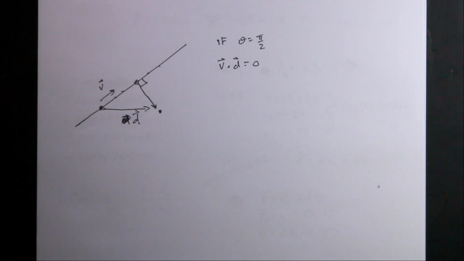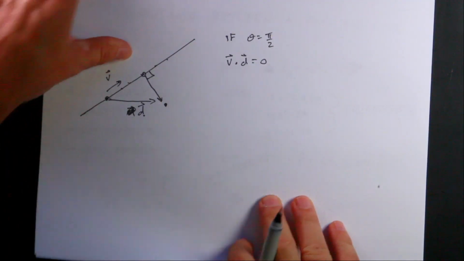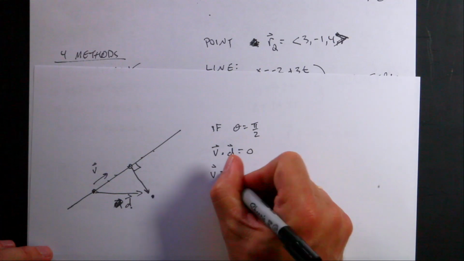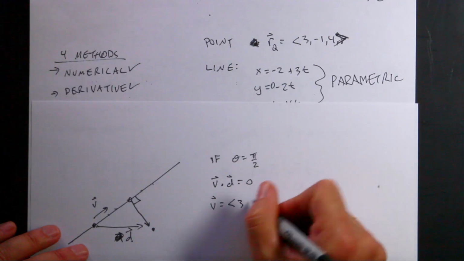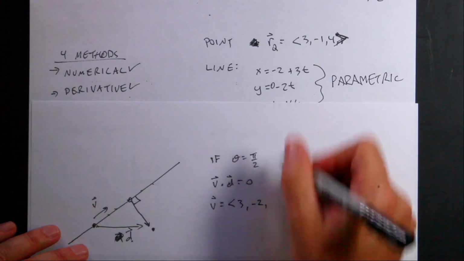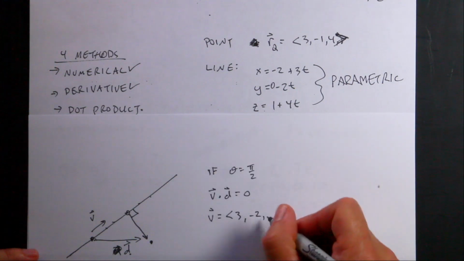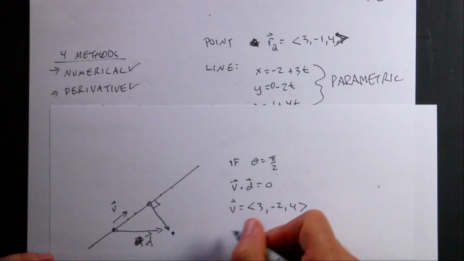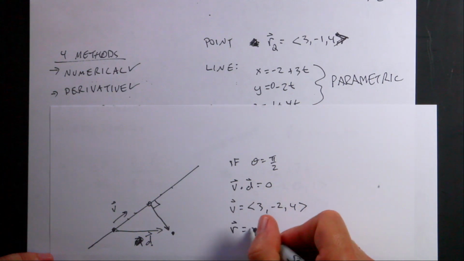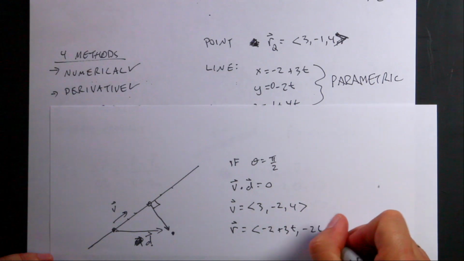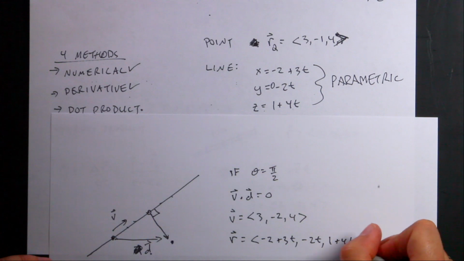No, that's not it. I got too many sheets of paper here. Right here. Okay, so here's my point. I'm going to write down my velocity, v, equals, you think I'd remember this, 3, negative 2, 4. And then my point, let's just call that r, is going to be equal to negative 2 plus 3t, minus 2t, 1 plus 4t.